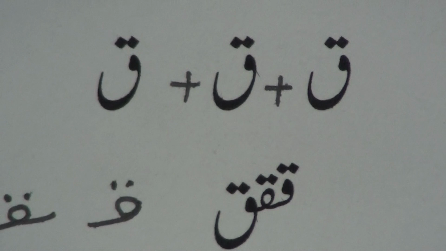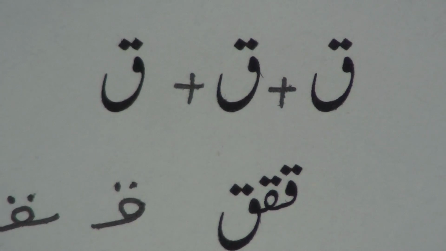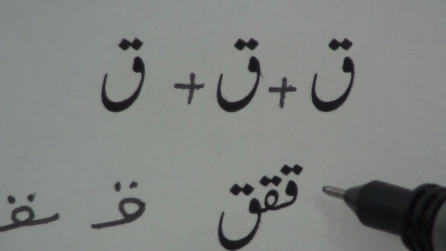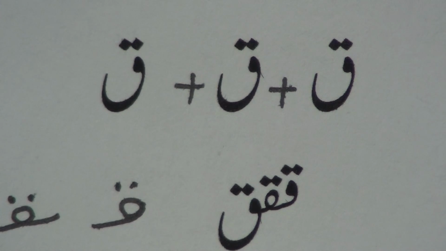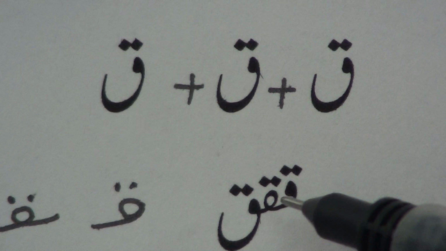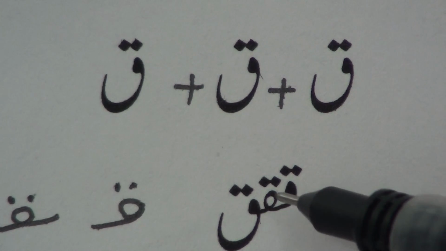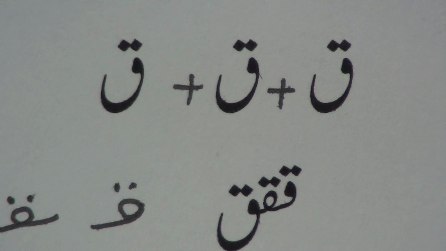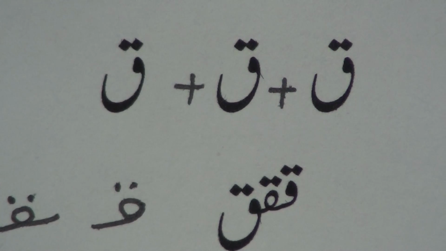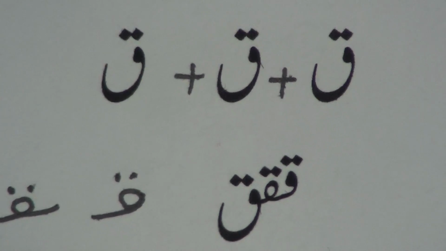Qaaf is written in the beginning of the word like this, and in the middle of the word qaaf is like this, and at the end of the word qaaf is like this. Now let's see some words having the letter qaaf.